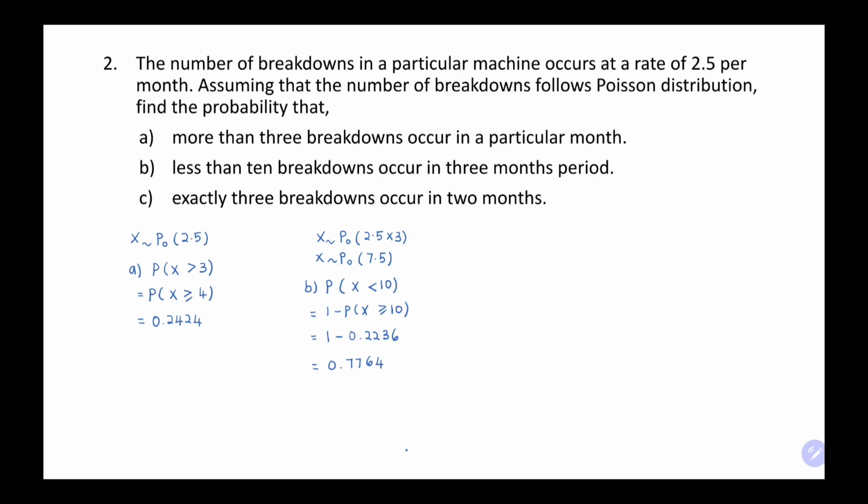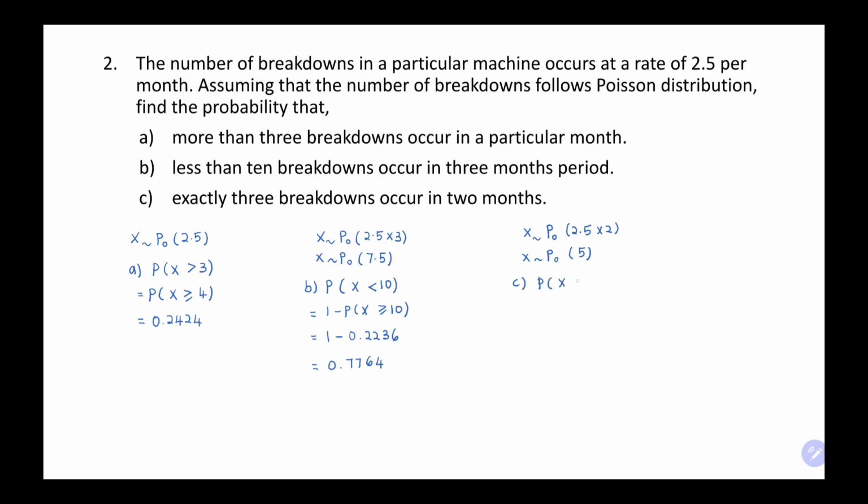And next, question C. Exactly 3 breakdowns occur in 2 months. It is 2.5 for 1 month. Now we want to find in 2 months. So our lambda is 2.5 times 2, so our lambda equals 5. Then the question asks to find exactly 3.